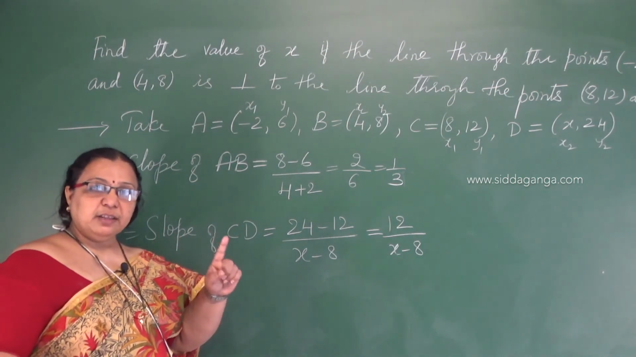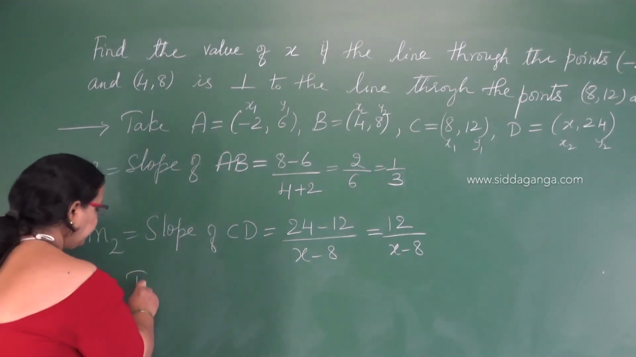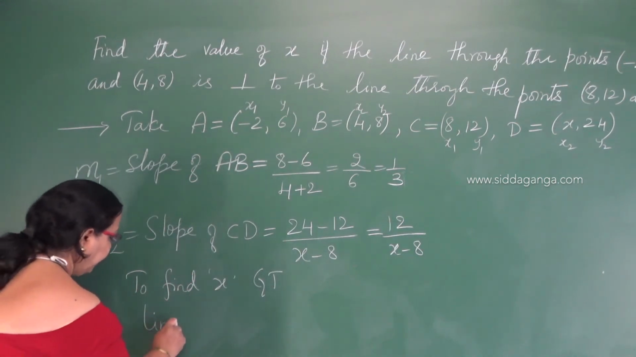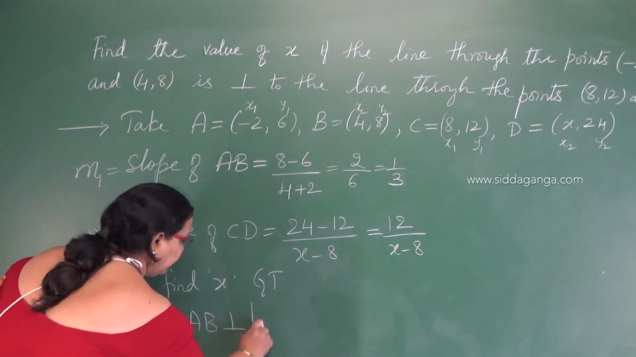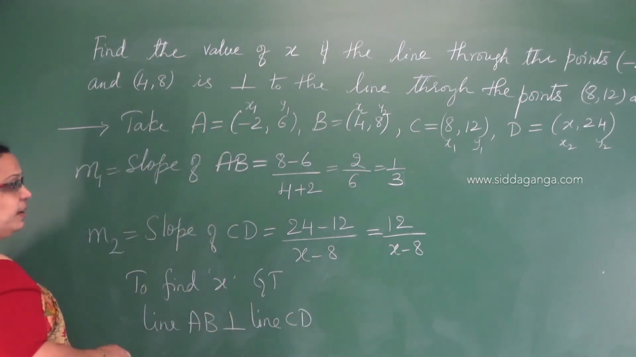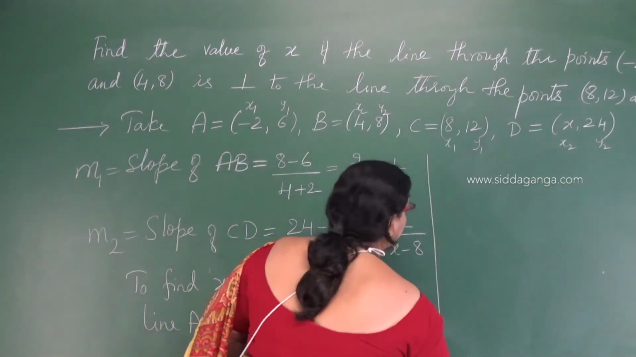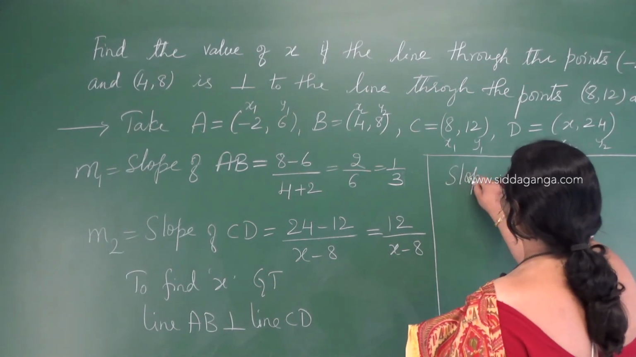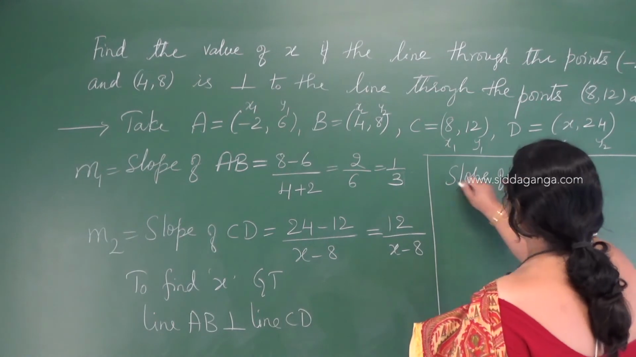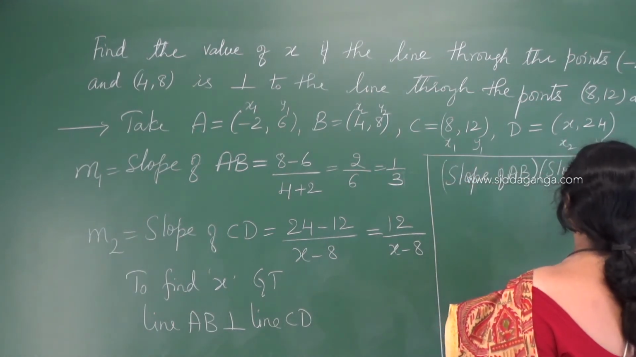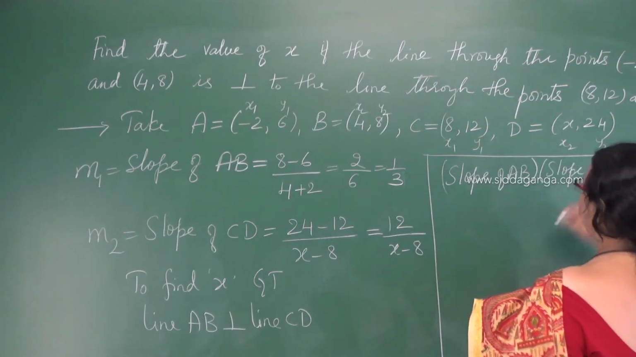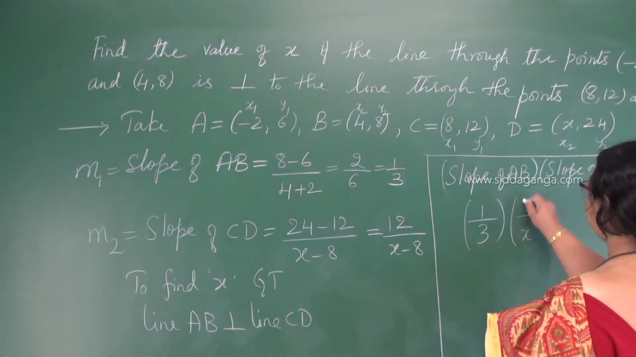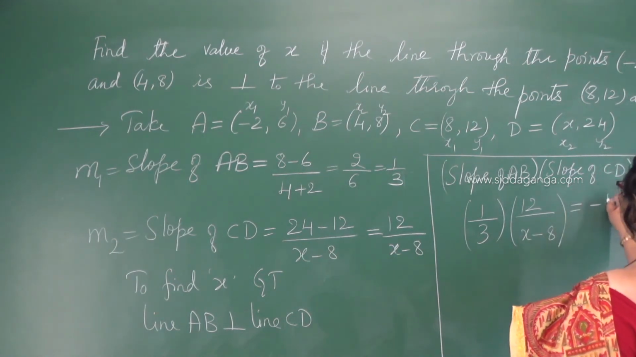To find x, we are given a condition: line AB is perpendicular to line CD. Hence we write the condition, that is M1, slope of AB, into slope of CD equal to -1. That is 1/3 into 12 divided by x minus 8 equal to -1.